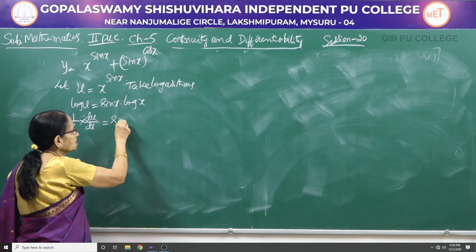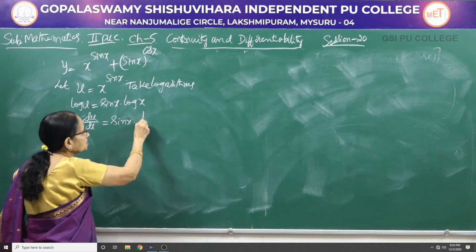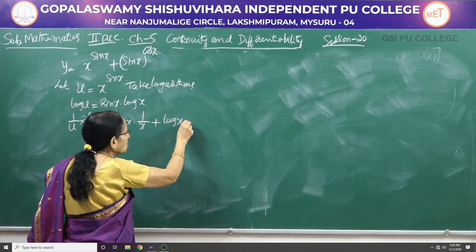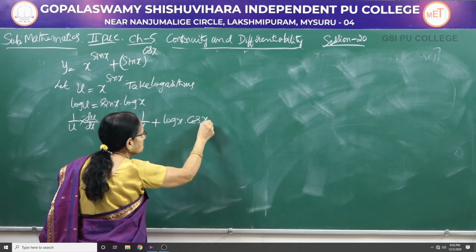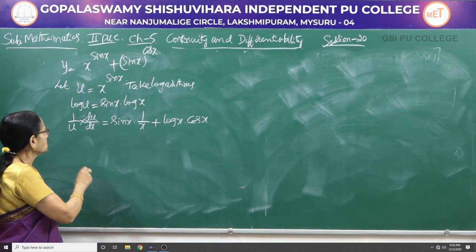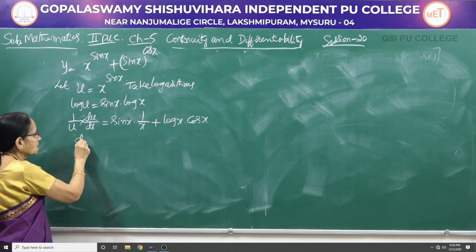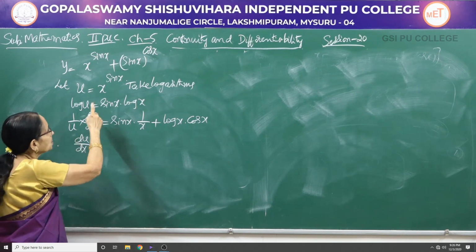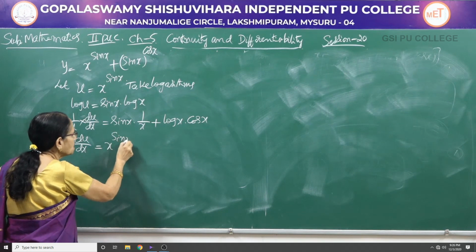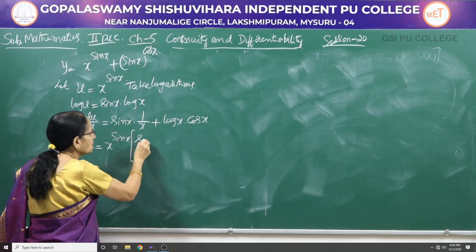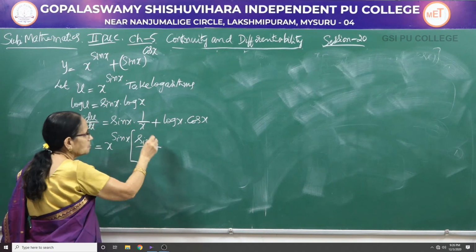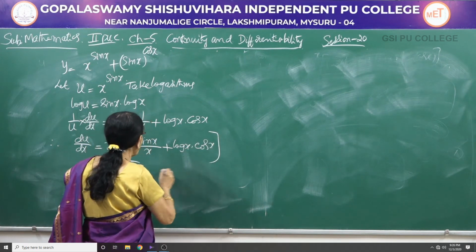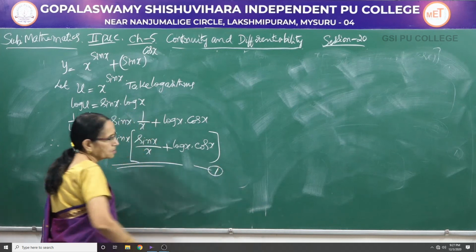So, first function sin x into derivative of log x is 1 by x plus the second function log x into derivative of sin x is cos x. Here we can't do any simplification, only u can be taken to the right hand side. Therefore, du by dx would be equal to, take u, what is u? You write it is x to the power sin x into, write in the proper order, sin x divided by x plus log of x into cos of x. Okay. Now, take it as the result 1.